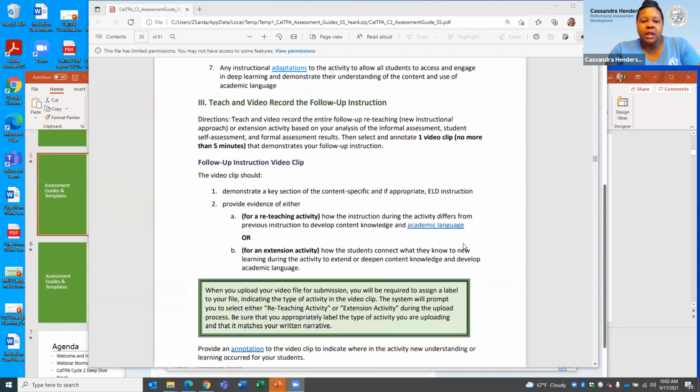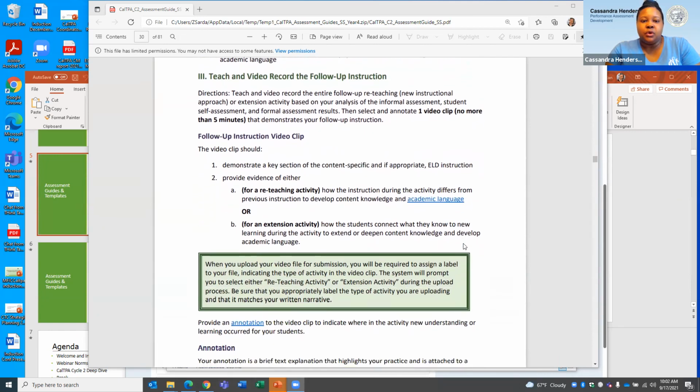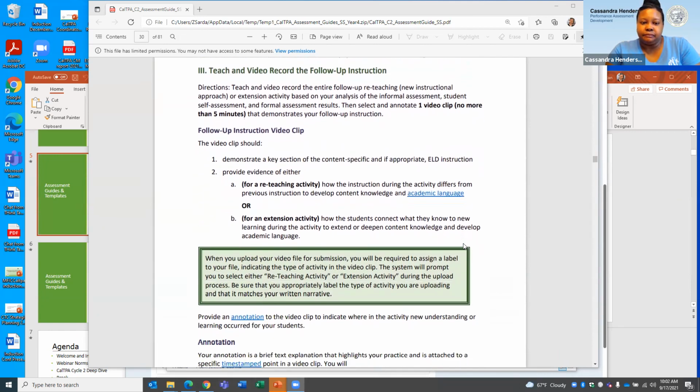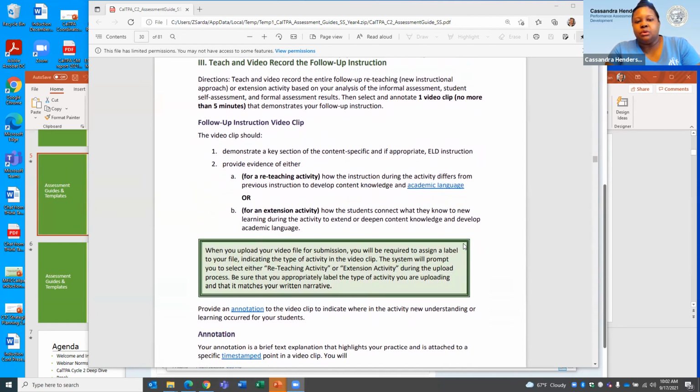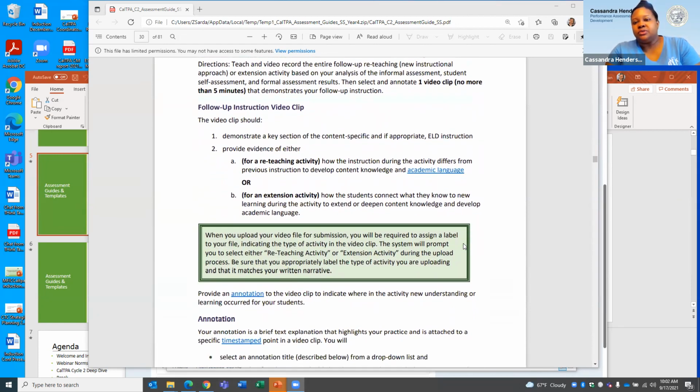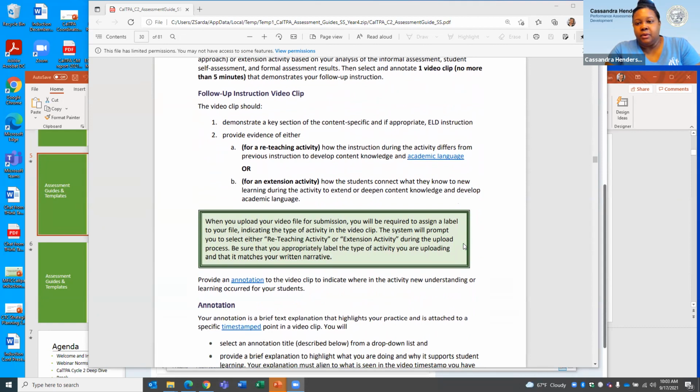Part 3 of apply is the teach and video record the follow-up instruction. This video clip is also no more than 5 minutes and demonstrates that follow-up instruction that was reteaching or extension. And I think the key here is that the instruction differs from the learning segment.